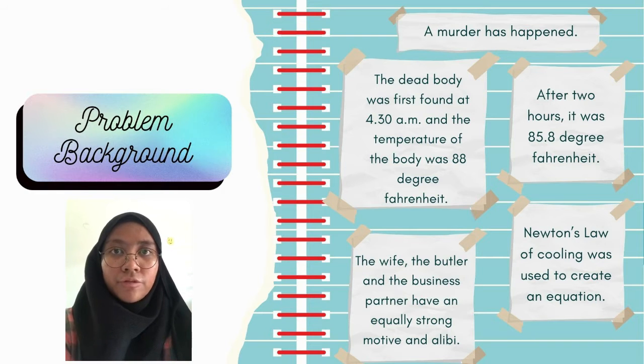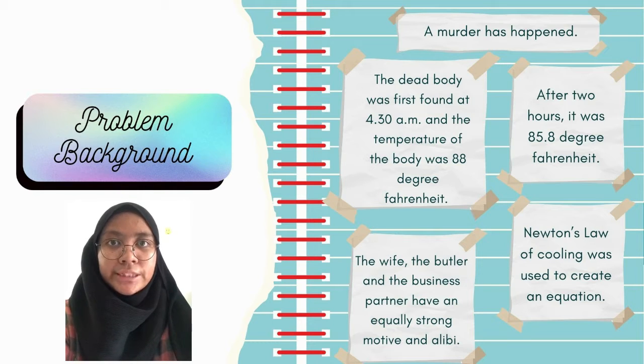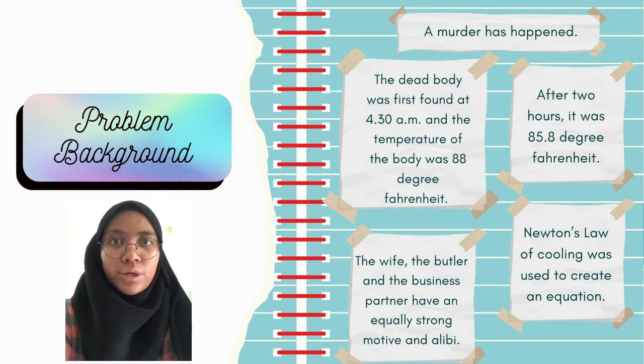For the problem background of this case study, there was a murder that happened and the detectives were called to the crime scene. The dead body was found at 4:30 a.m. in the study room, and its temperature was 80 degrees Fahrenheit at that time, and after 2 hours it became 85.8 degrees Fahrenheit. Furthermore, the wife, the butler and the business partner were called as the suspects of the crime and have their own strong motive and alibi that tells their whereabouts. Lastly, to solve the whole case study, Newton's law of cooling was used to create an equation.